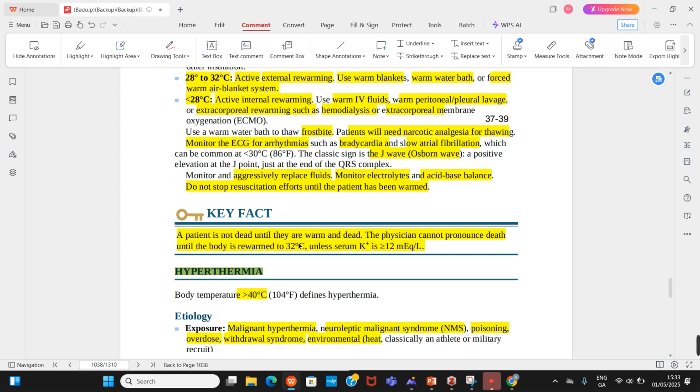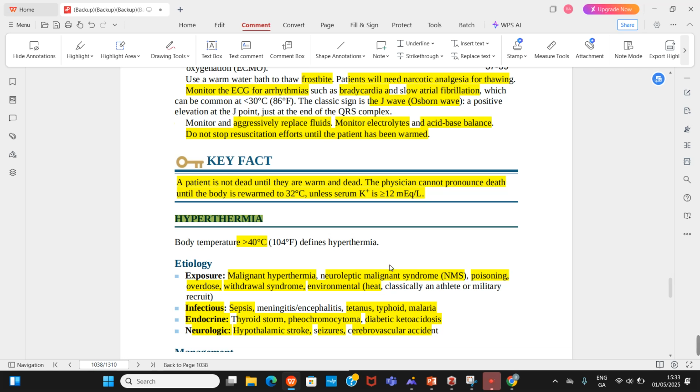So you continue to resuscitate them until you bring the body temperature to more than 32, unless the potassium is more than 12. So if somebody is having hypothermia, they are unconscious, you check potassium, and it is more than 12, most likely there's already irreversible cell death. So at that point, it's unlikely that they are going to come back. Most likely they are dead.